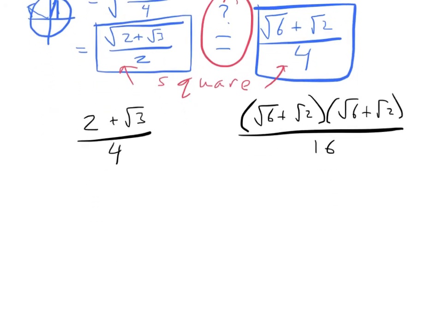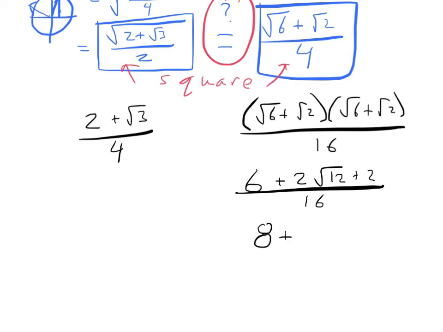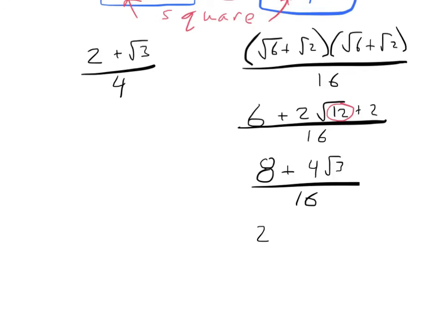But that's okay. We're hoping to see something here, so we'll see what happens. When I FOIL together the top, I end up with 6 plus 2 root 12 plus 2, and this is all over 16. If I combine like terms, this is 8 plus, and then we can simplify this root 12 here. I can turn that into 2 root 3, so all in all, I'm going to end up with 4 root 3 there, divided by 16. And now, because all three of those things share a factor of 4, I can divide 4 out of that, and I will end up with 2 plus root 3 all over 4.